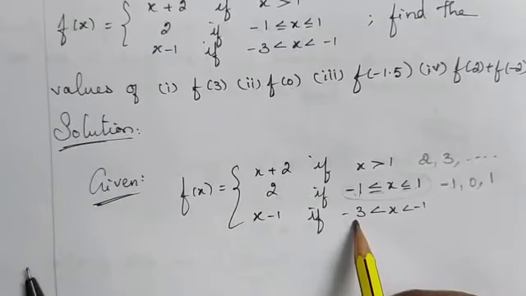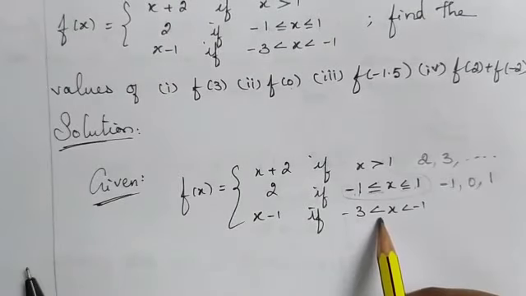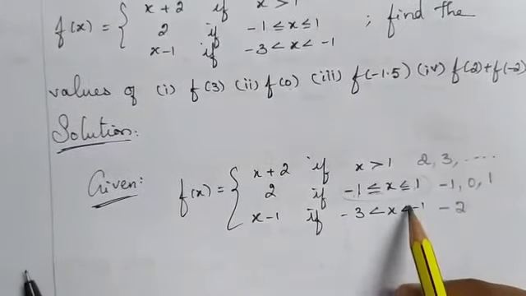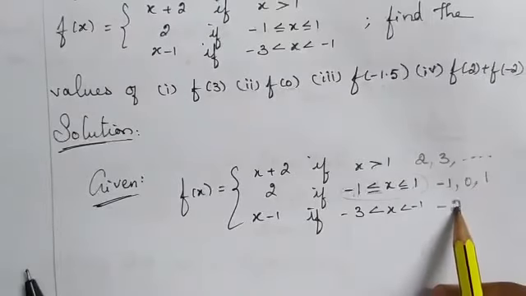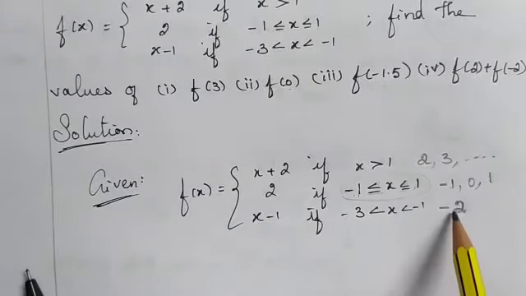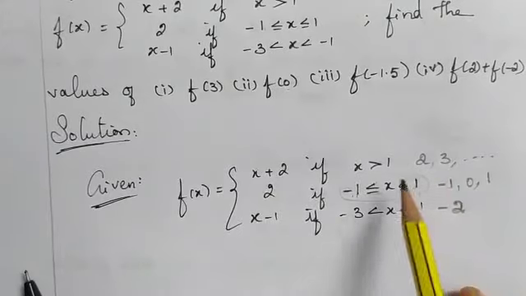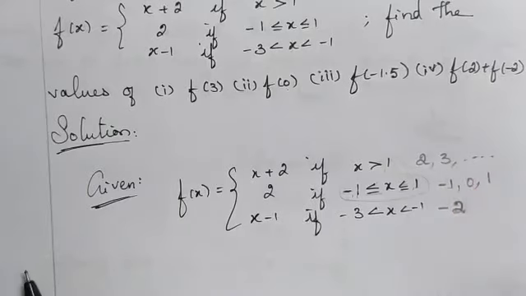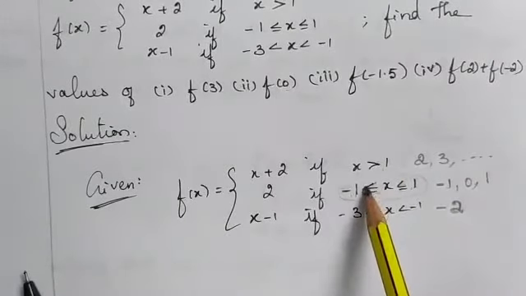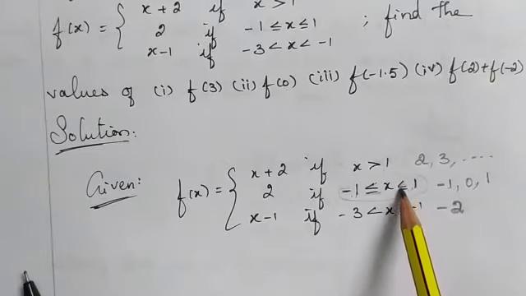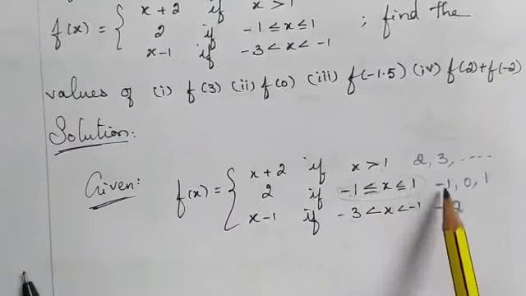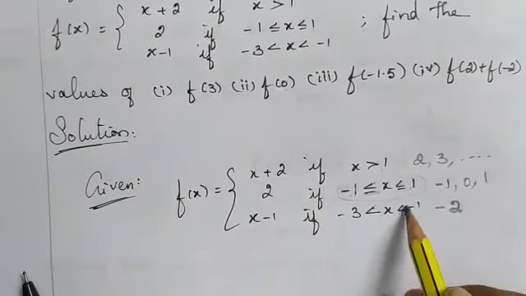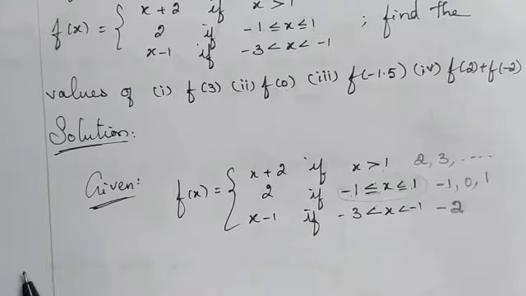Here, minus 3 less than x less than minus 1, therefore minus 3 is not included, that is minus 2 is less than minus 1, therefore only minus 2. The value of x is only minus 2. Once again, x greater than 1 means 2, 3, etc. Minus 1 less than or equal to x less than or equal to 1 means minus 1, 0, 1. Minus 3 less than x less than minus 1 means only minus 2.